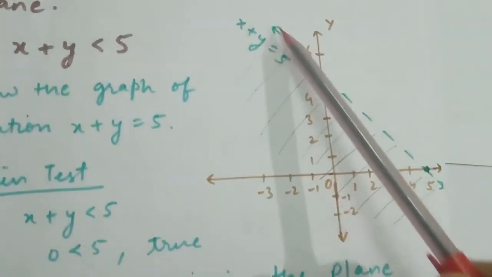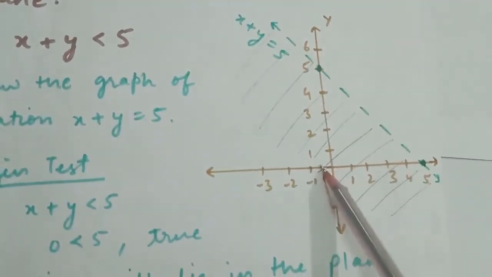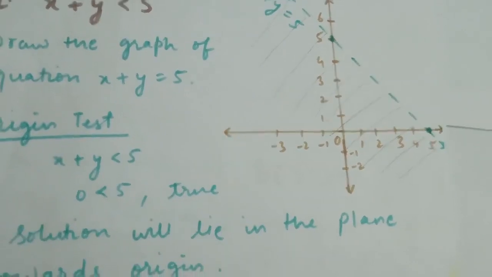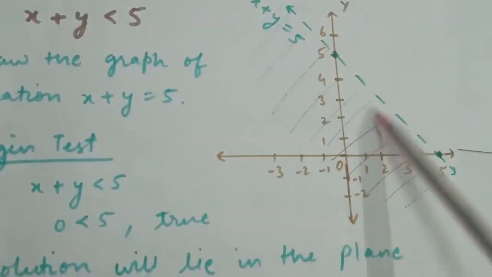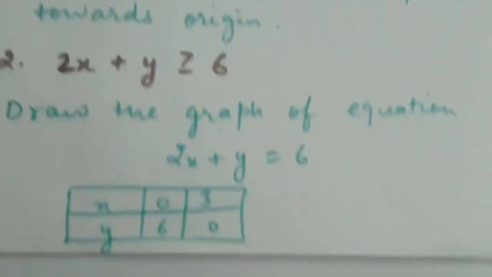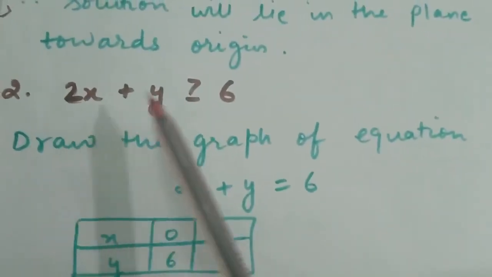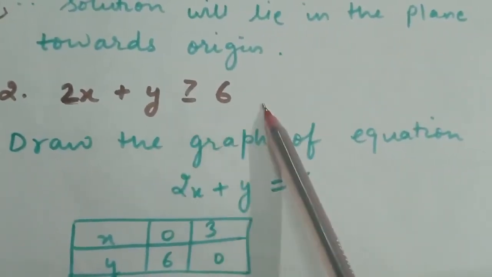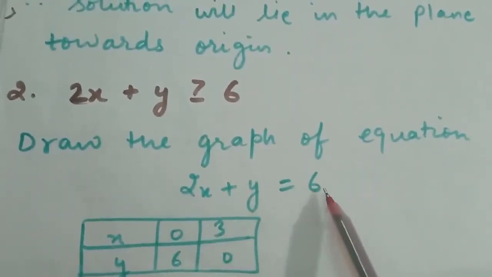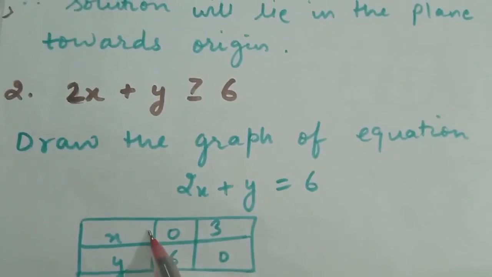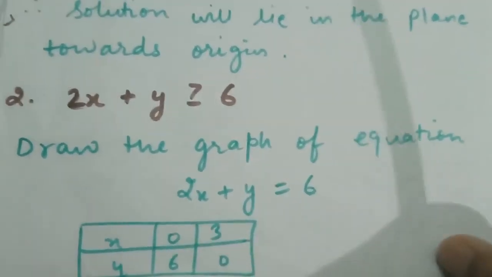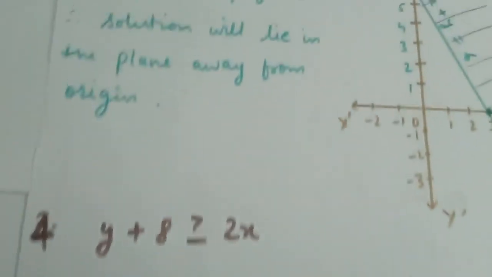So this is our line. Origin is here. So the solution will lie in the plane towards the origin. So this is the solution of the given inequality, right? Next is 2x plus y is greater than or equal to 6. So first of all, draw the graph of the equation 2x plus y equal to 6. For this I have taken these 2 points. You can take any points to draw the line, right?